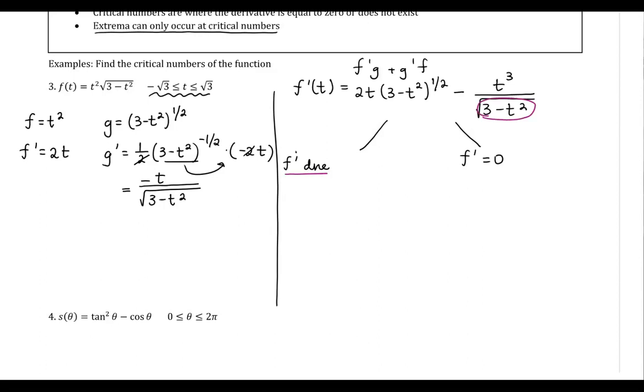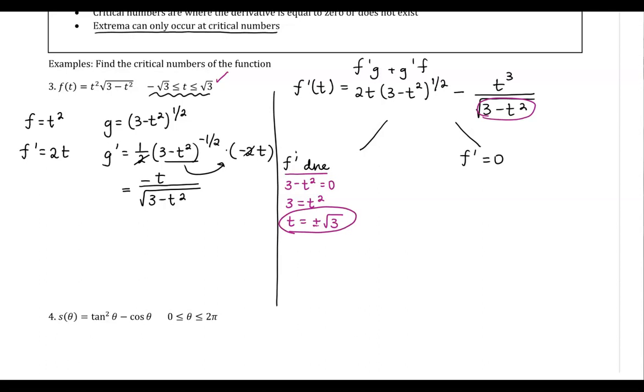Square roots are only going to equal 0 if what's on the inside of them is equal to 0. So I'll set this equal to 0, and then I can quickly solve this by adding t squared to both sides and getting that t is equal to plus or minus the square root of 3. Both of those numbers are included in the domain of our function. They were included in our interval, so both of these so far are critical numbers. We found two numbers where the derivative does not exist.